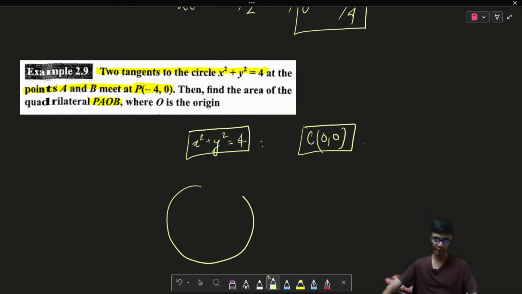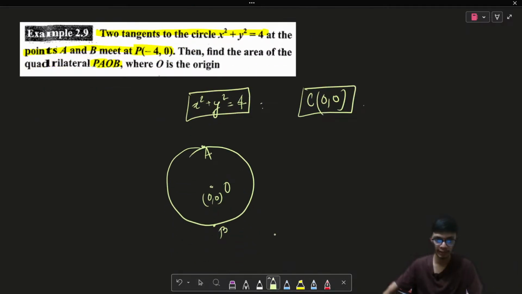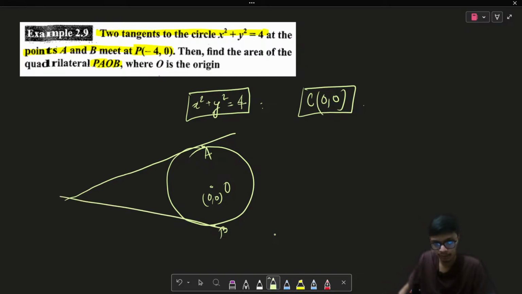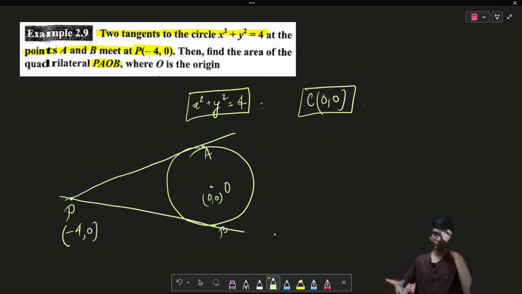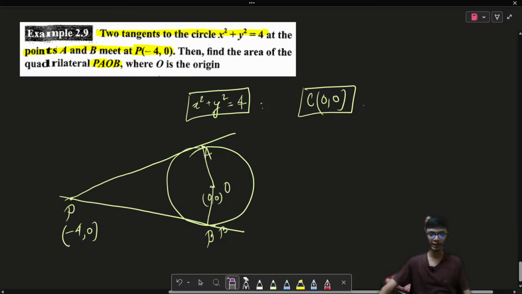Now if I draw the circle over here with radius 2 and this is my center (0, 0), which is given as O, and at points A and B, let us call this point A and this point B, two tangents are drawn which meet at point P, whose coordinate is given as (-4, 0). So you have to find the area of this particular quadrilateral, right?